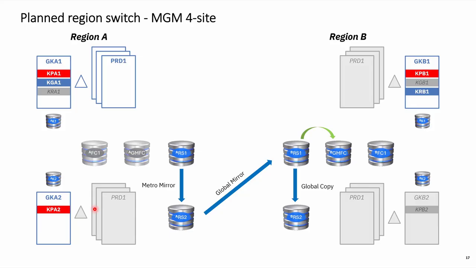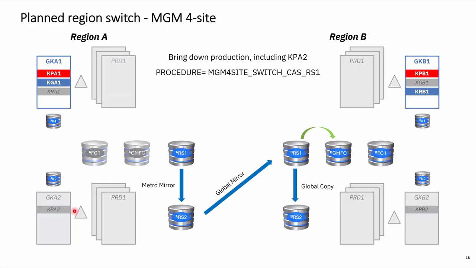So in region A, we have a metro mirror instance going from region ARS1 to ARS2. We have a global mirror going to BRS1. And on BRS1, we're taking a global mirror flash copy. And then on BRS2, we have a global copy taking place. So the first thing you would do in this instance is bring down your production in KPA2. So as you can see, it grays out. These systems are still a part of the Plex, but they're now inactive.